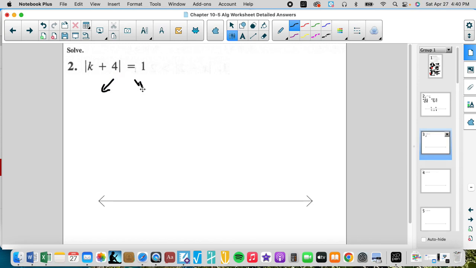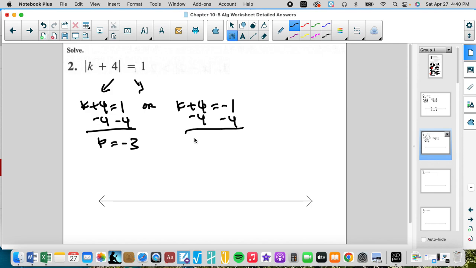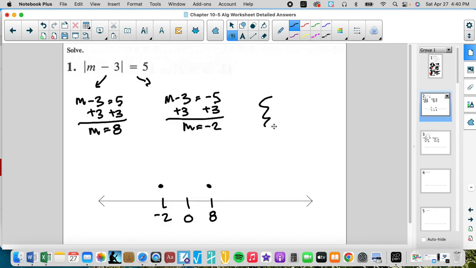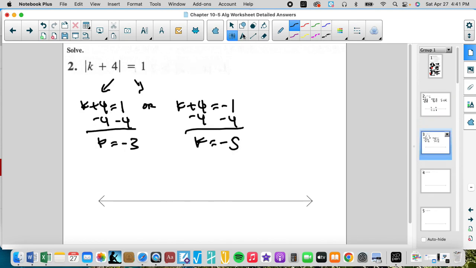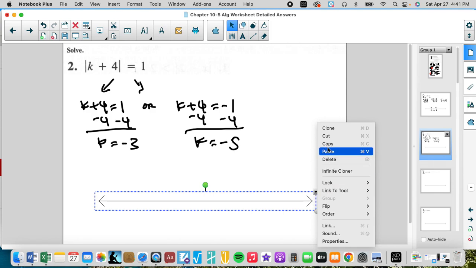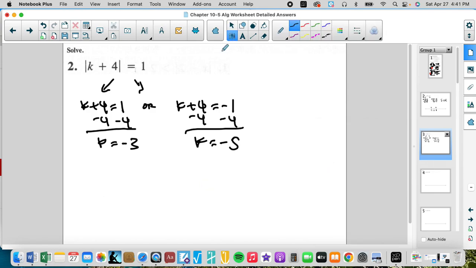We're going to write two statements. We're going to write k plus 4 can equal 1, or k plus 4 can equal negative 1. So let's minus 4. K can equal negative 3, and k can equal negative 5. Actually the way that we write this is more in a solution set, and this is the better solution. So we're not going to graph. We'll take all these away, delete. It doesn't say graph, and we write it in numerical order.